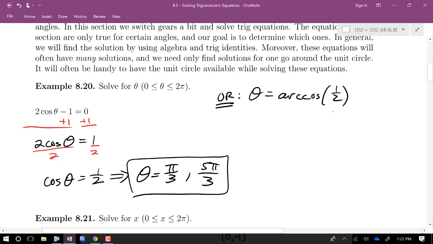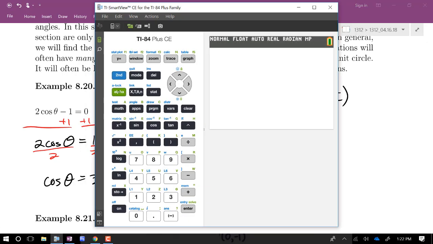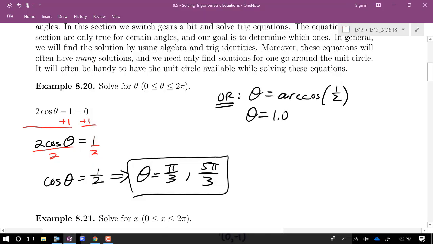Now I have to realize, and we spent some time working with this before, but arc cosine will always give you an angle between 0 and pi, right? So it's on the top half of the circle. So when I do this, it'll give me one of the angles I'm looking for. I'm in radian mode, so inverse cosine of 1/2, and I get 1.047. How would I get the other one? So there are two answers to this.